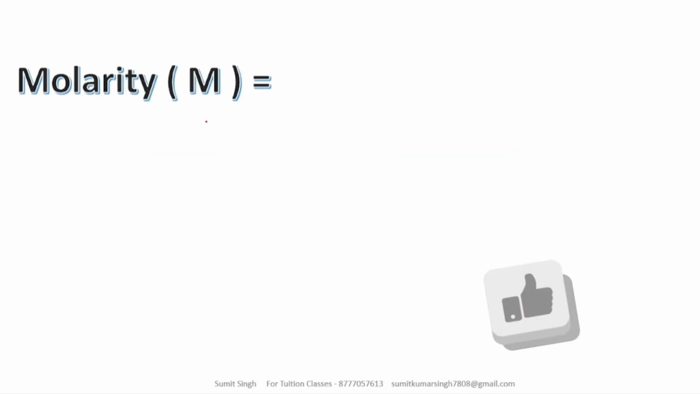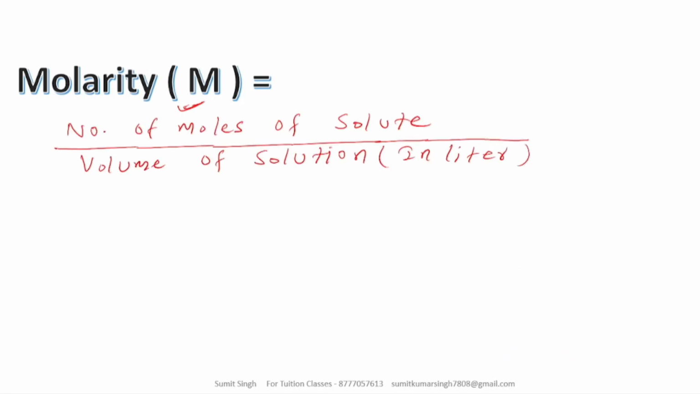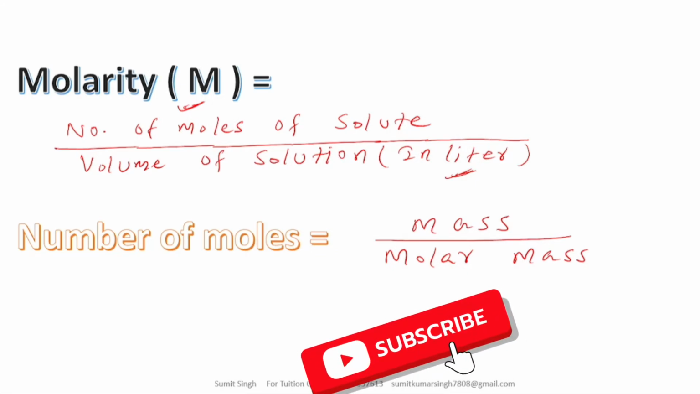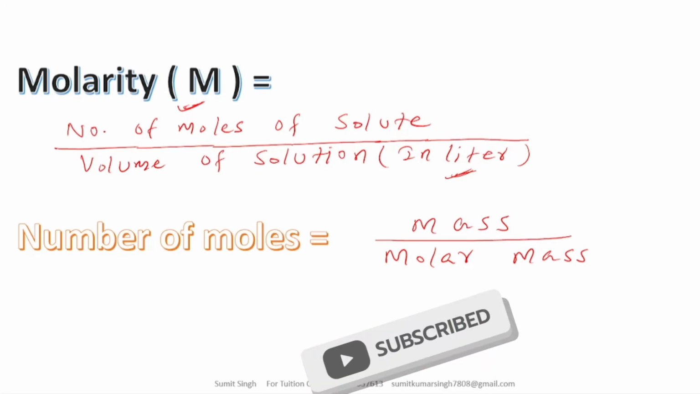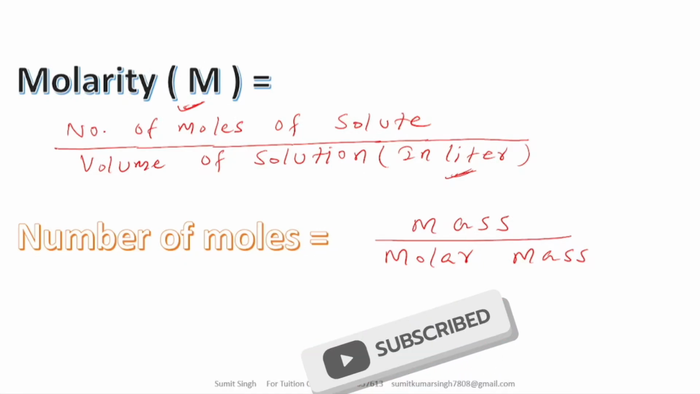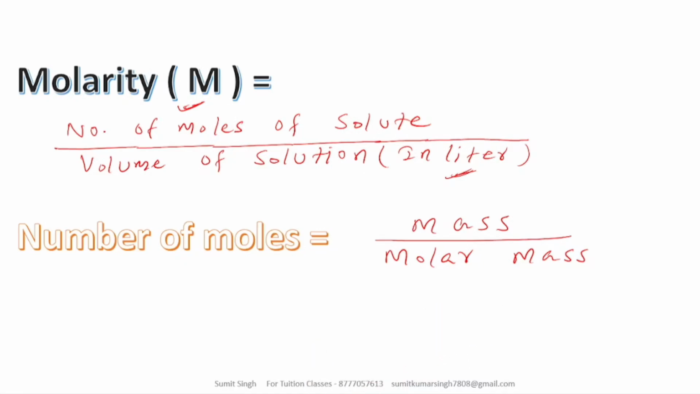Next is molarity. Molarity is represented by the capital M. It is the ratio of the number of moles of the solute divided by the volume of solution. Make sure the volume of solution is in liters. But before this, we have to find the number of moles, using the formula mass divided by molar mass. Molarity varies with temperature because volume depends on temperature. In a simple way, if the temperature increases, the volume of the substance will also increase.